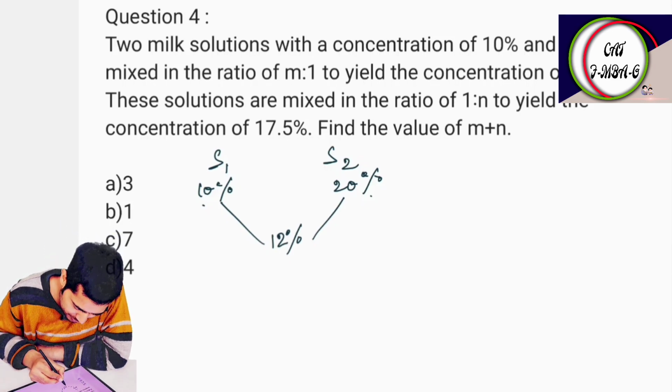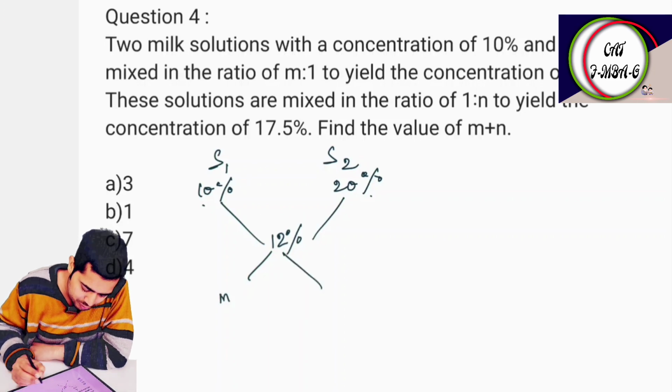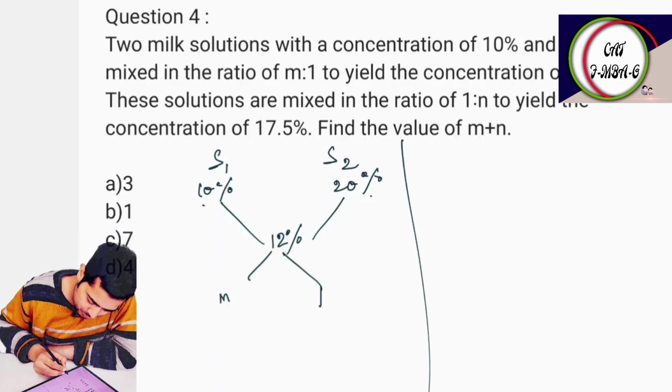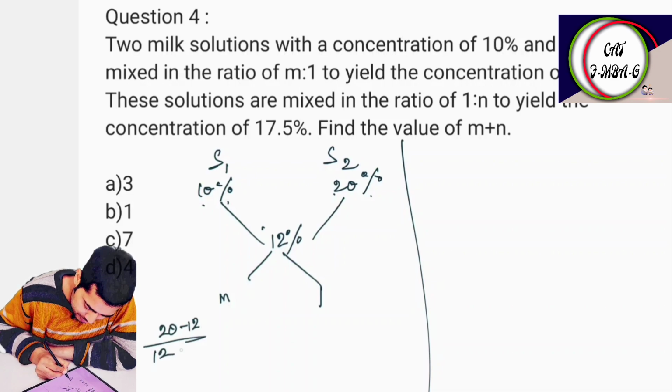To yield a concentration, and the ratio is m is to 1, directly, simply what is the method? Higher minus lower, higher minus lower. Okay, so 20 minus 12 by 12 minus 10 is equal to m is to 1, is equal to 2 by 2, is equal to 1. So m is equal to 1.